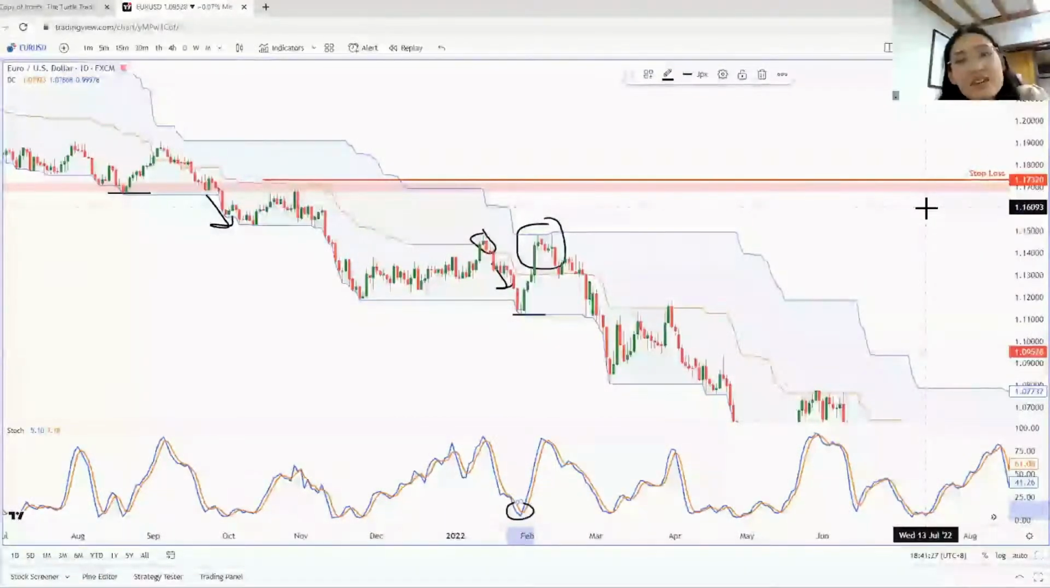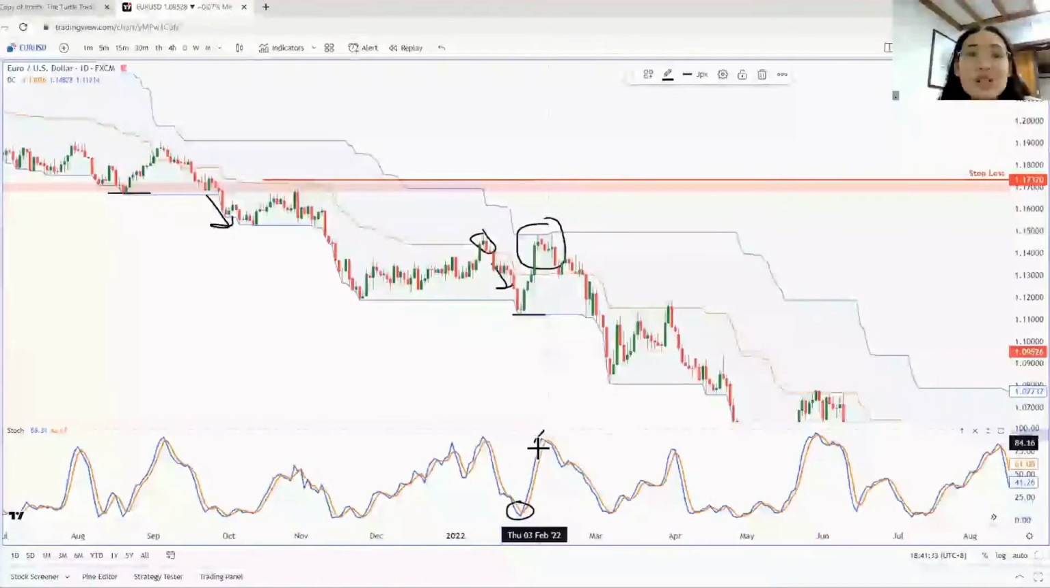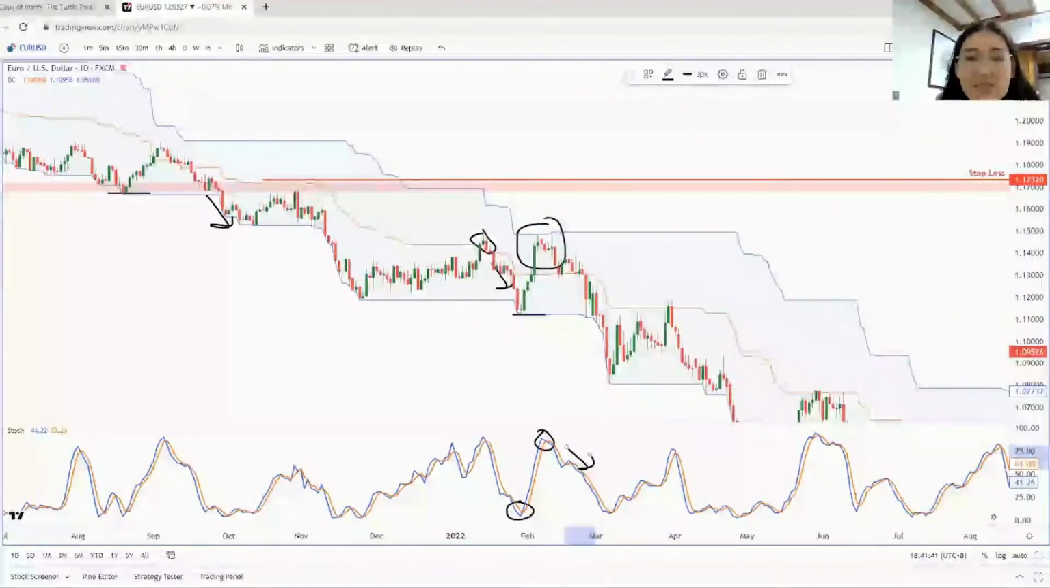They didn't look at divergences or hidden resistance and support levels like we do today. They just looked at if it's overbought, then they were going for a sell. If it's oversold, then they were going for a buy. That's what they did back then.